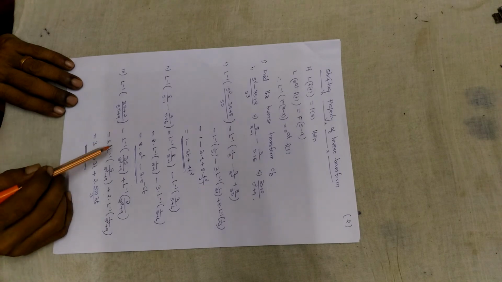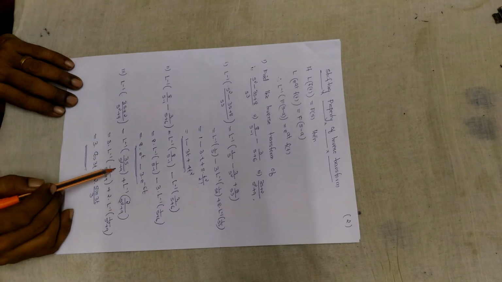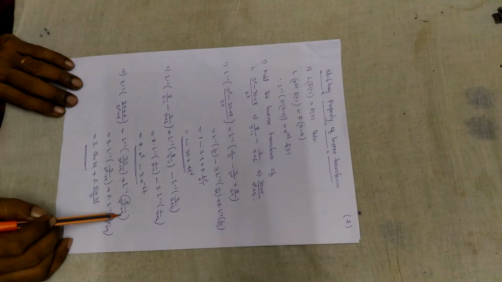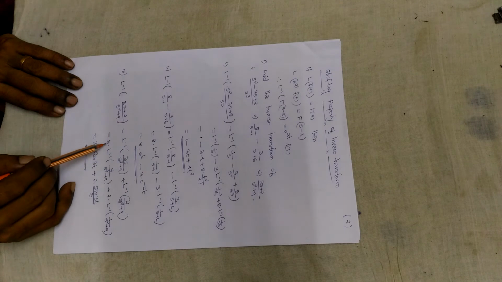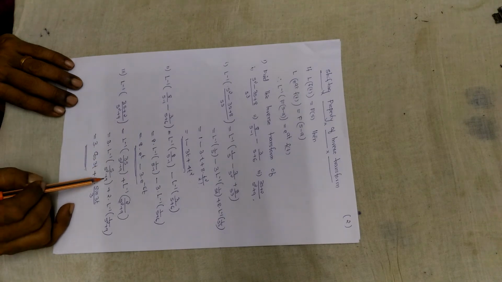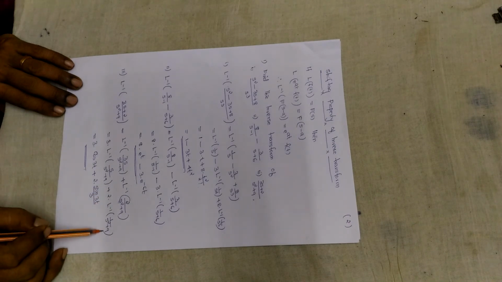And using the linearity property, this can be written as L inverse of 3s by s square plus 9, plus L inverse of 2 by s square plus 9. So here 3 is a constant, then take outside 3 into L inverse of s by s square plus 9, plus 2 into L inverse of 1 by s square plus 9.